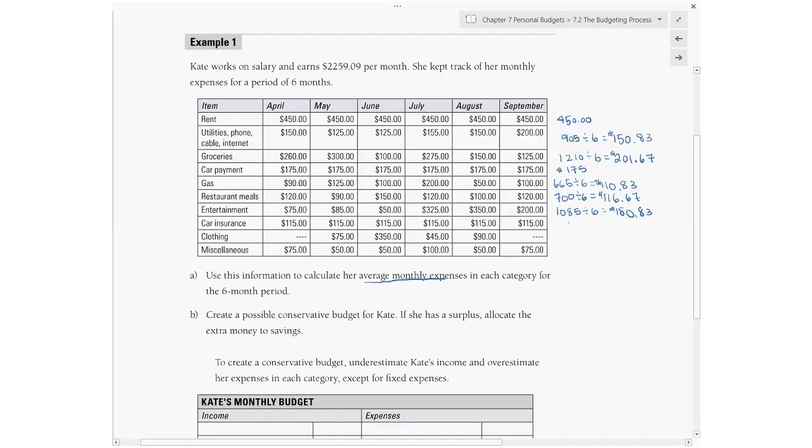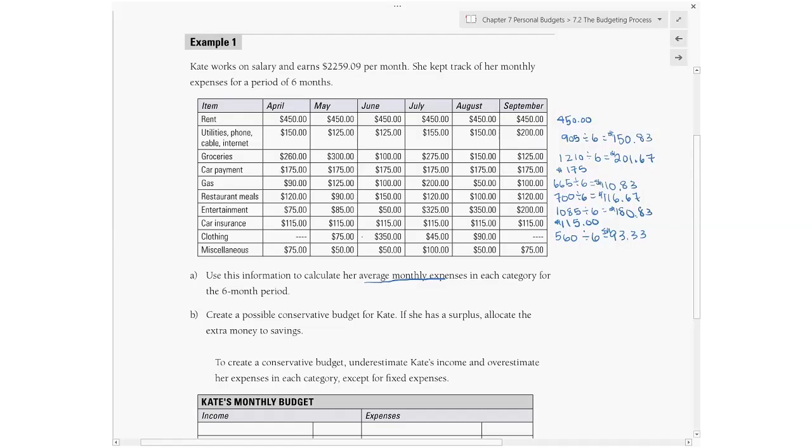Car insurance, we can see that's $115 every single month, so that doesn't change. Clothing, well, she didn't spend anything the first month, and then she spent $75 the next month, then $350. She went on a shopping spree in June, and $45 in July, and $90 in August. So she spent $560. Now you might be looking at this saying, well, she only spent that over 4 months. Yes, but we're still averaging over 6 months, so we're still going to divide it by 6 because she didn't spend anything those other 2 months. So she spends on average $93.33.